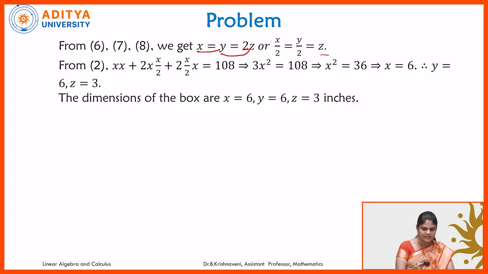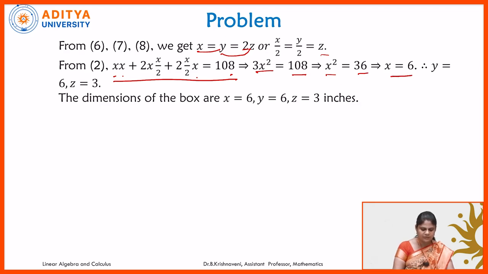Now substitute this in the given condition, that is the surface area. xy, where y is x, so x into x, plus 2xz, where z is x by 2, plus 2yz, where y is x and z is x by 2, is equal to 108. Simplify, you get 3x square is equal to 108, x square is equal to 36, therefore x is equal to 6.